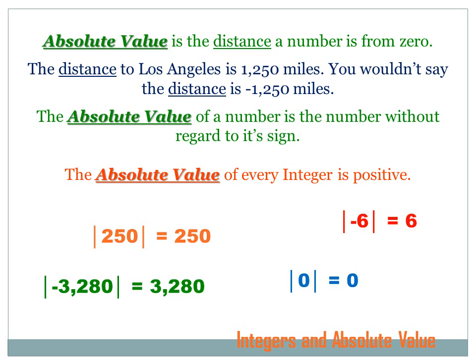A few more examples. The absolute value of 250 is 250. You just take the number. If there's a negative sign in front of it, you get rid of it, and you get rid of the absolute value signs and just put down the number without regard to its sign. The absolute value of -6 is 6. You just get rid of the minus sign. The absolute value of a great big negative number, -3,280, is 3,280. And the absolute value of 0 is 0.